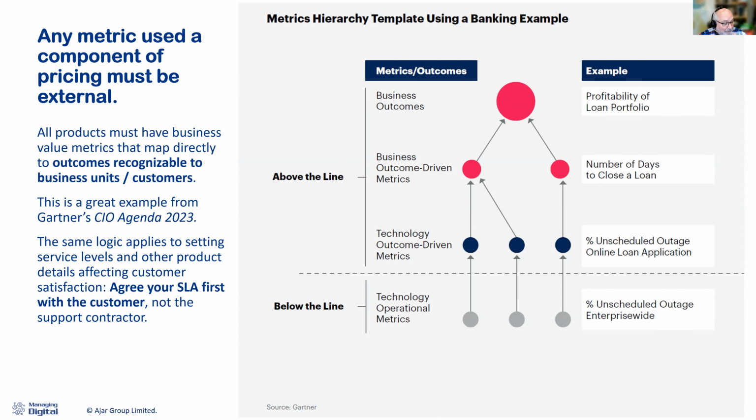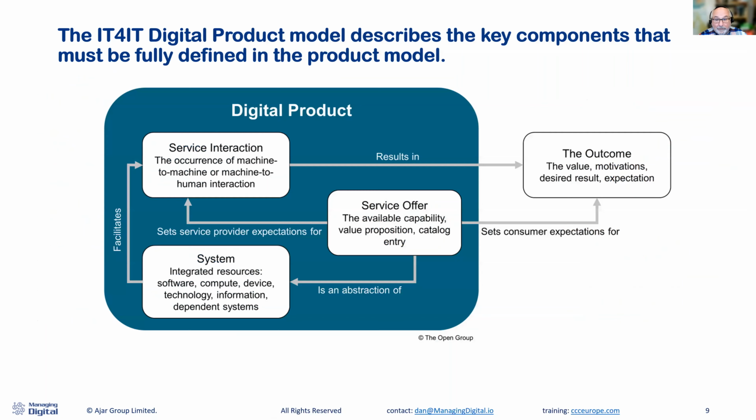Let me just show you briefly. I'm available to talk about this more in another forum, but in IT for IT, we describe the digital product in this way. So this is the structure of it. And the whole point of the digital product is to produce an outcome. So the outcome is going to be a value thing that we've described. We define the product. And that can be all kinds of things.